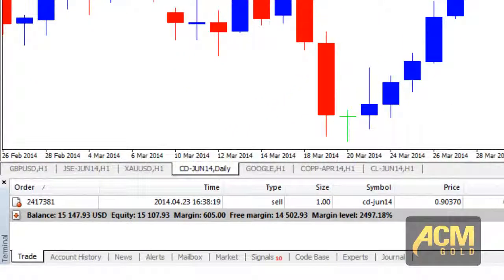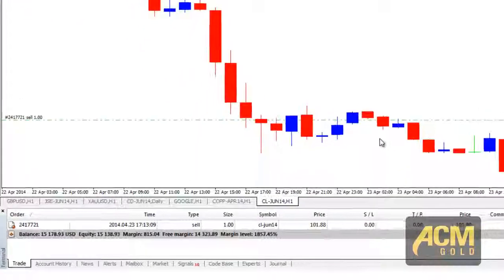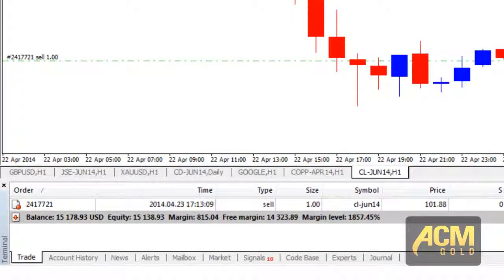If we sell one standard lot of the Canadian future at 0.90370, our margin will be $605 and there will be a commission of $30. With light sweet crude oil, if we sell 5,000 barrels at 101.88, we will need at least $815.04 in our account in order to place this trade.